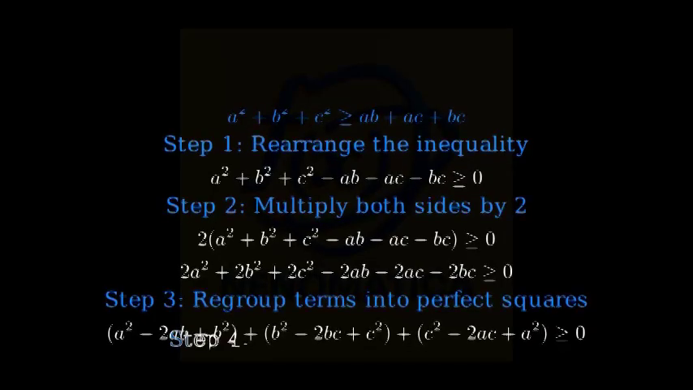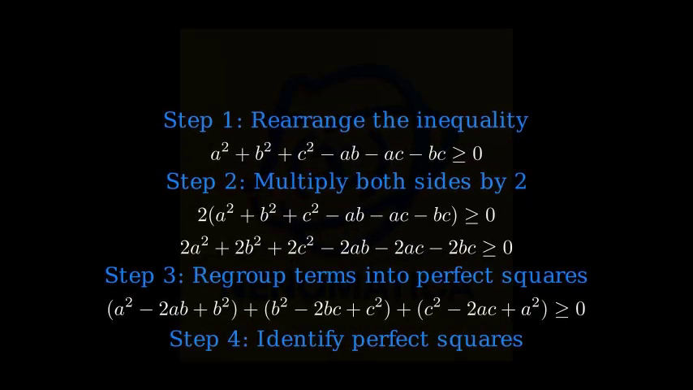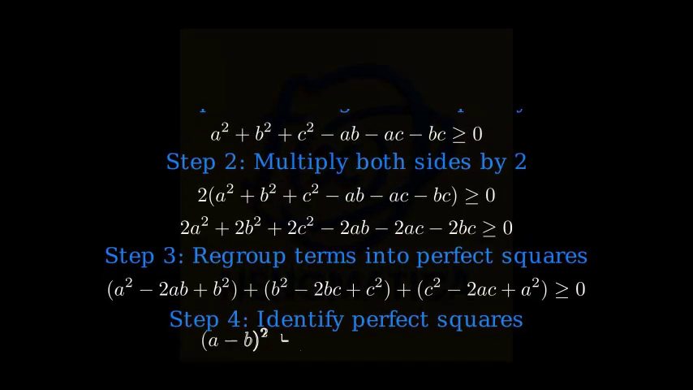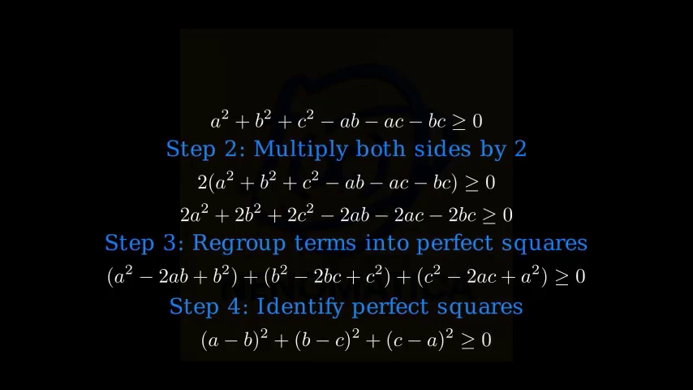Step 4. Now, we recognize these as perfect square expressions. We can rewrite this as (a minus b) squared plus (b minus c) squared plus (c minus a) squared is greater than or equal to 0.